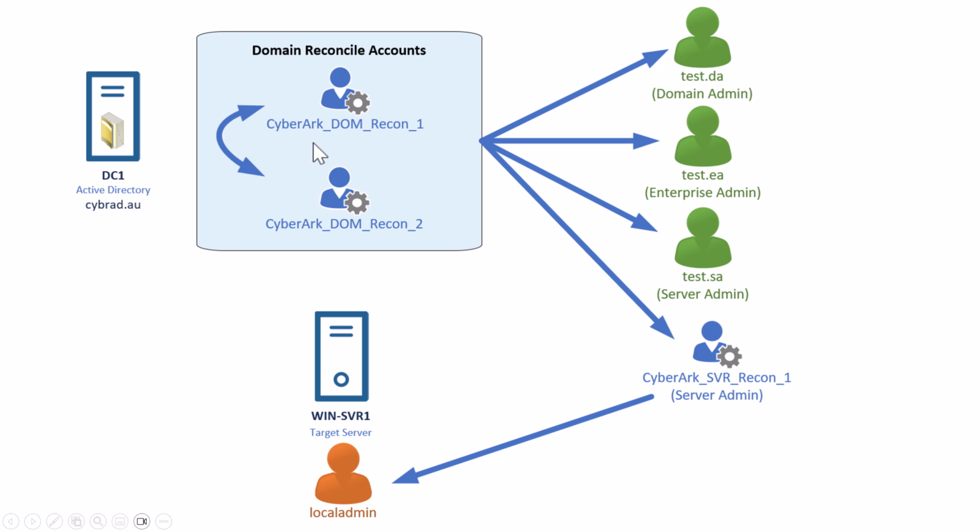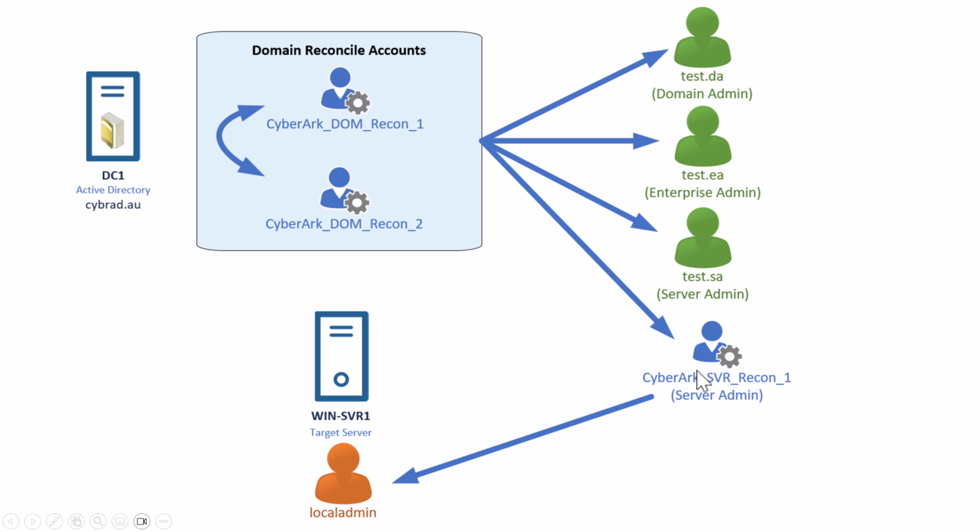So what I'm going to do is set up two Windows Domain Reconcile accounts, and I'm going to give them the minimum permissions required to rotate passwords of domain admins, enterprise admins, and just regular admin accounts. They'll also have the permission to change any other password in Active Directory as well, as long as it's a user object. The reason why I've got two Windows Domain Reconcile accounts is so that they can reconcile each other, just in case something goes wrong with one of the accounts.